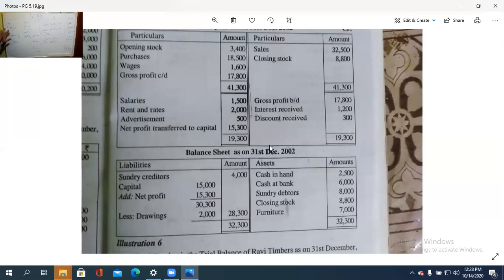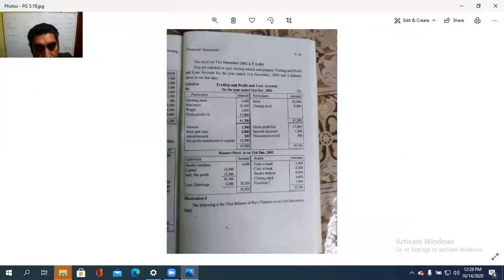So here, see, look, capital is to be added with the net profit and then the drawings deducted. Then sundry creditors. This is the liability side, and cash in hand, cash at bank, sundry debtors, furniture, closing stock on the asset side. So that is the balance sheet.